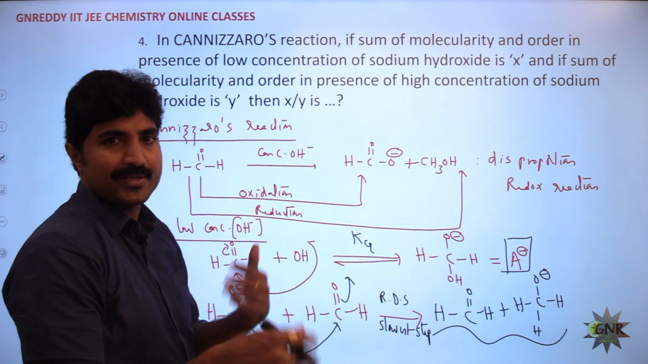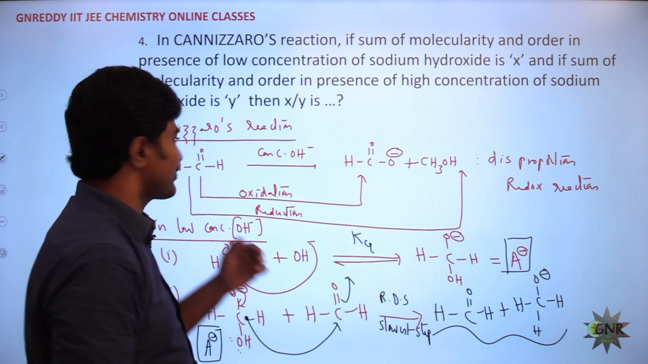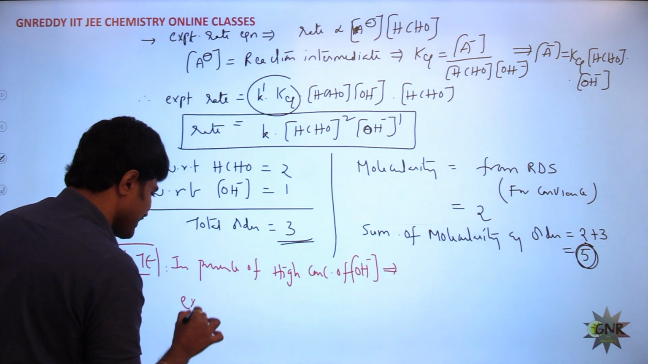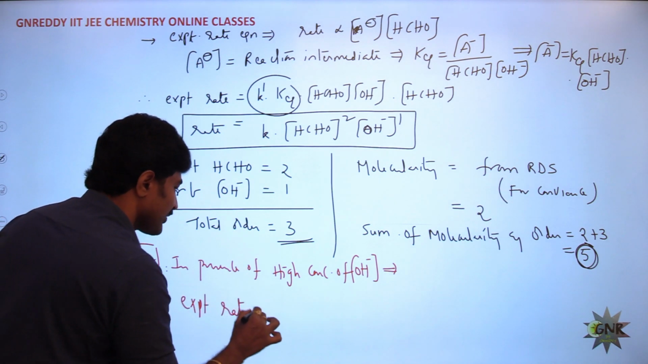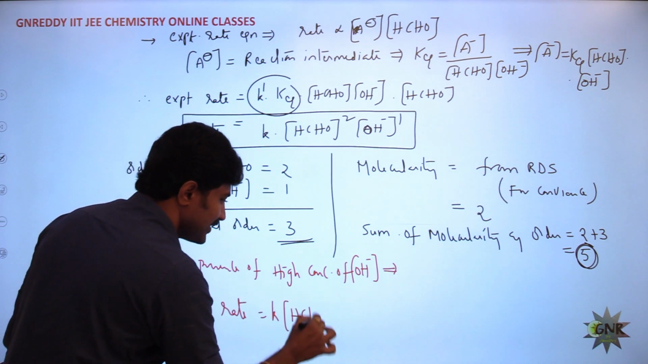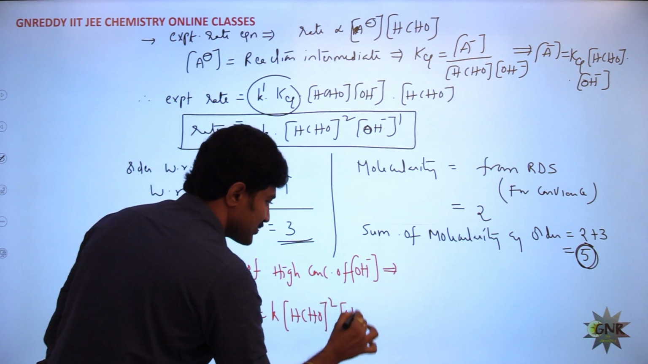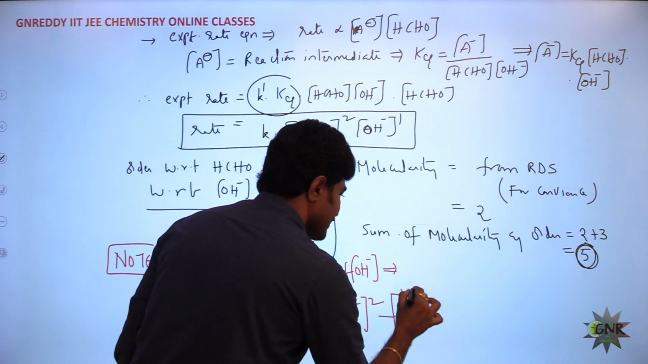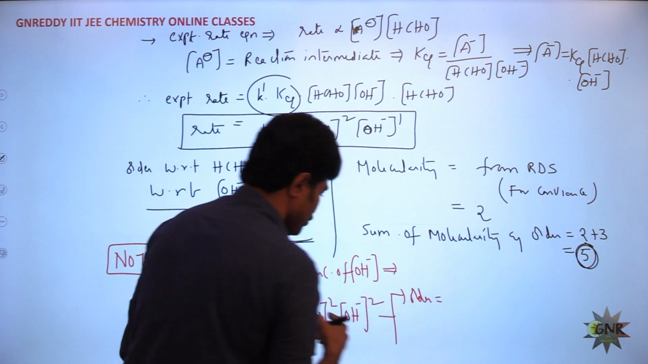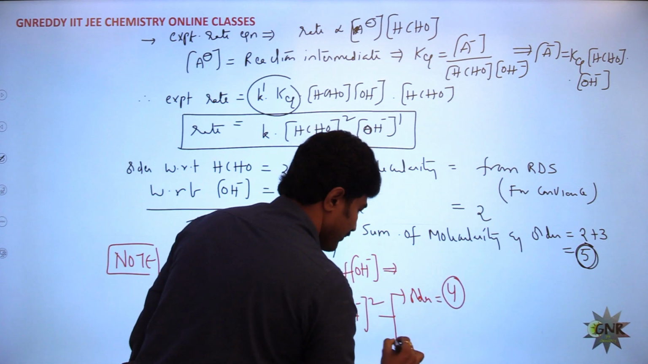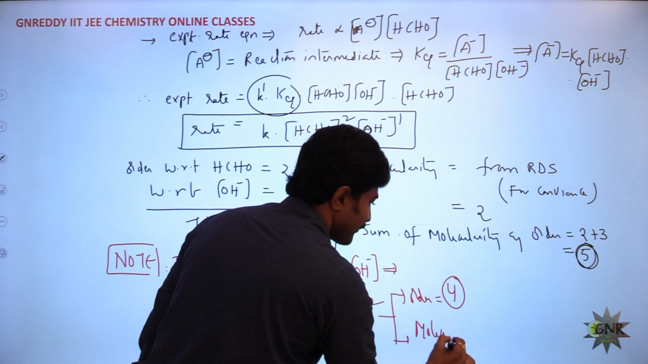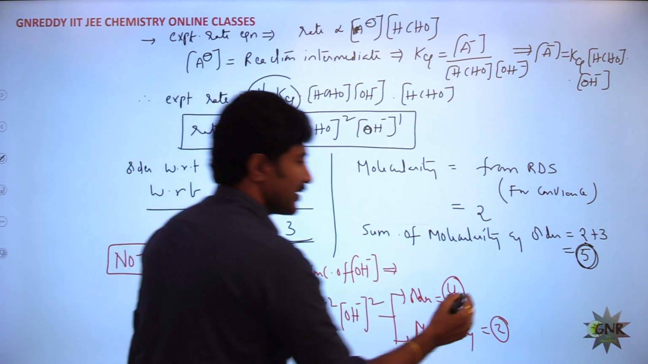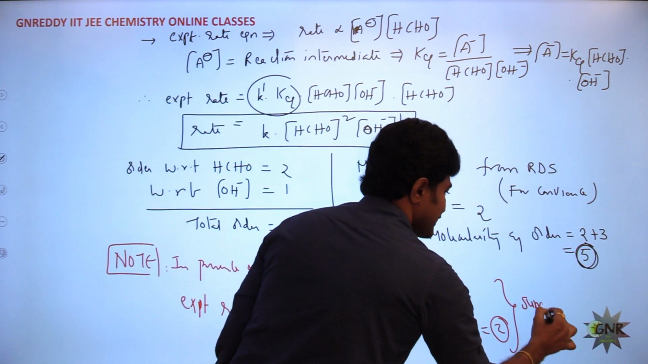So in the same aspect, if you derive the final experimental rate equation, you will get this particular experimental rate equation. This is some K into formaldehyde square into OH minus square. And if you take this one here, what is the order? The overall order is 2 plus 2, 4, and the molecularity is 2. So therefore what is the summation here? The summation is 6.